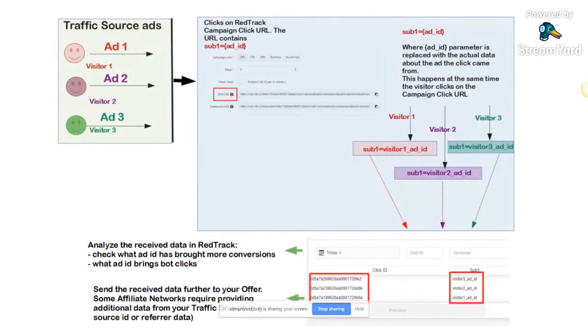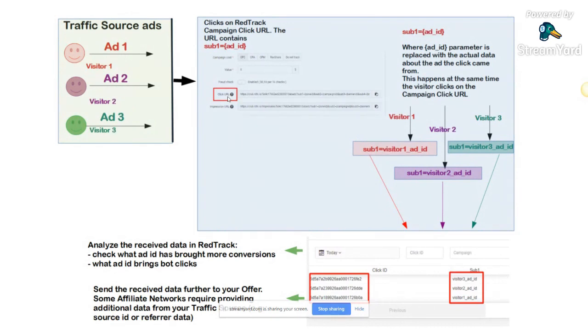How are the parameters recorded in RedTrack? Here is a bit difficult scheme, but do not worry. So first of all, the visitor, we have visitor 1, visitor 2, and visitor 3, clicks on your ad. The ad is created in your traffic source. The click then goes through your RedTrack tracking link, your campaign click URL, you copy from your campaign settings.